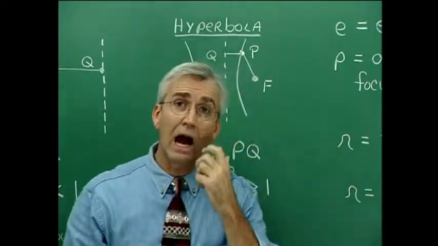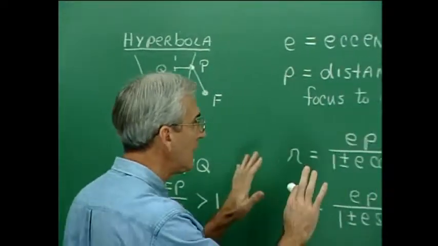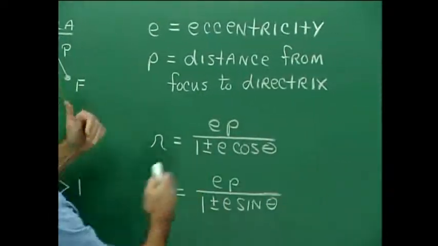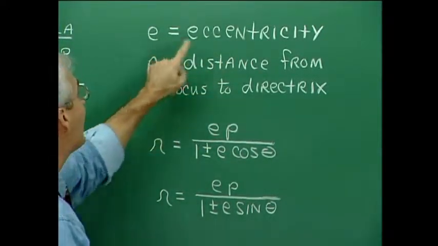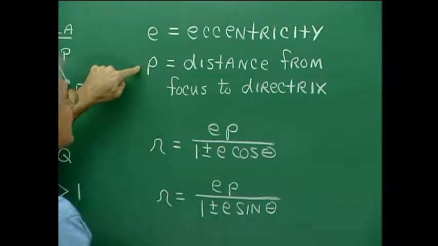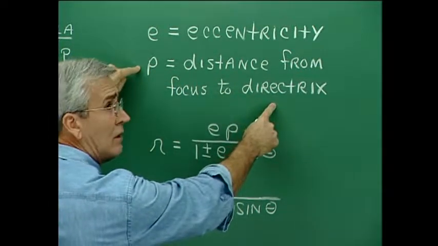Well, here, our equations for all the conics take one of these forms. Now, these are the equations, but let's understand that E in these equations stands for eccentricity, and P is the distance from focus to directrix.